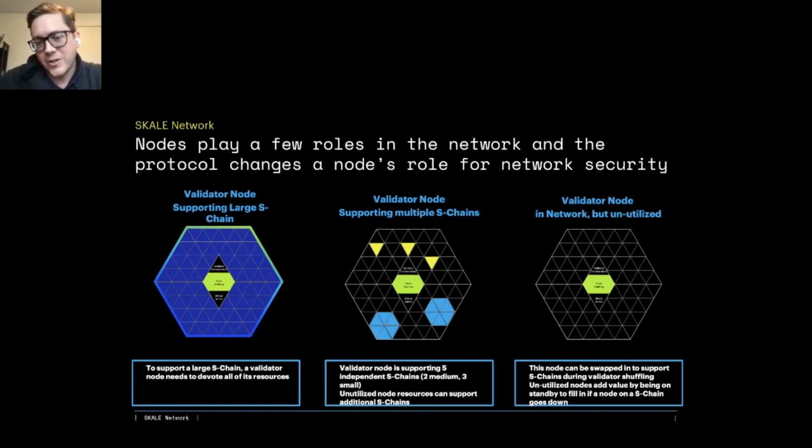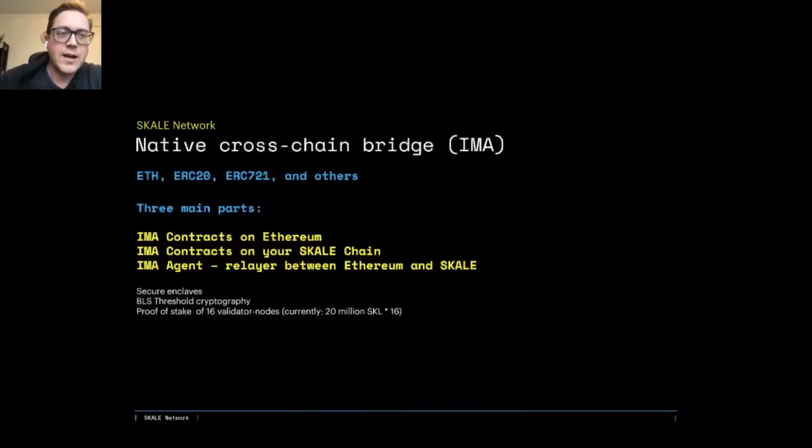And then key to this presentation about NFTs, Scale Network provides a native cross-chain bridge. We call it the Interchain Messaging Agent, or IMA. And IMA out of the box supports ETH transfers from mainnet or Ethereum testnets to your Scale chain, ERC20, ERC721, and can support any other token standard or arbitrary message using something called message proxy. So if you have something unique that you'd like to build on top of, you can use part of the modular protocol of IMA to build in any token standard or any other functionality that you wish.